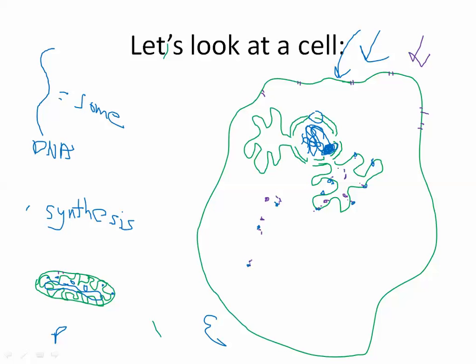So that is the function of the rough ER. It's going to transport proteins that are going to end up on the outside of the cell. Now, why would a cell do that? Why would it make proteins and not keep them for itself? Well, let's say this cell happens to be in your pancreas. And what does your pancreas do? It makes a very important protein hormone called insulin.